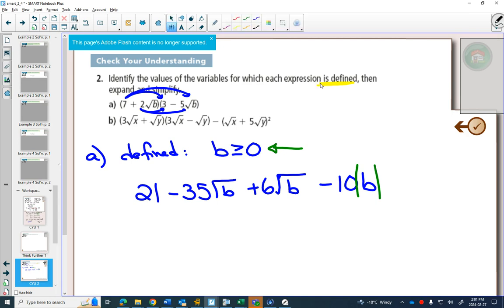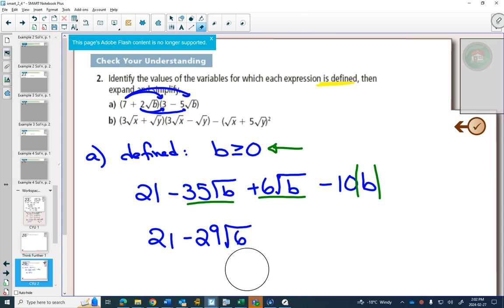And now, do we have any like terms in this? Yes. These two in the middle, these are like terms, so I can put those together. I'm going to get 21, negative 35 plus 6 will be negative 29. I'm having trouble writing the letter b today. And 29 root b, and then minus 10b. And like I said, we don't need the square root on that.